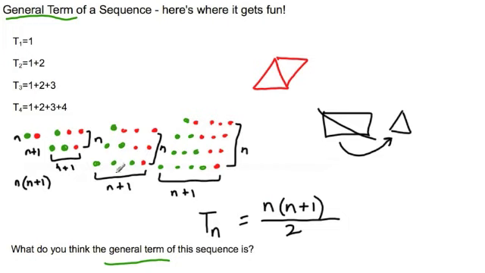So the general term, meaning for whatever number in my term, I'm going to take that number that I started with. So for example, t to the 4, 4 times 4 plus 1, which is 5, gets me 20. You see the 20 dots here. And then I divide it by 2 to get me 10, which is the 1 plus 2 plus 3 plus 4. Magic. Straight up magic.